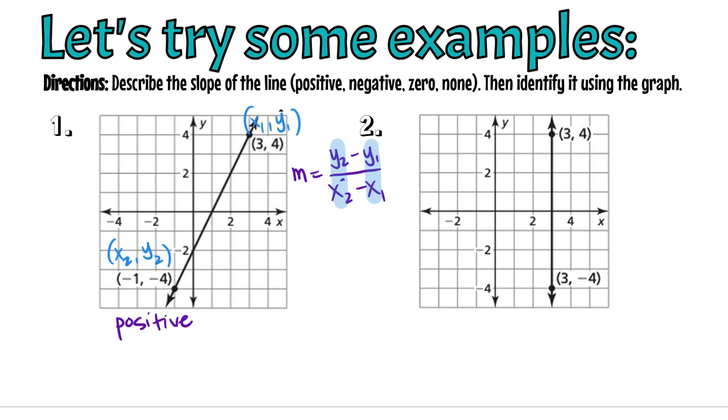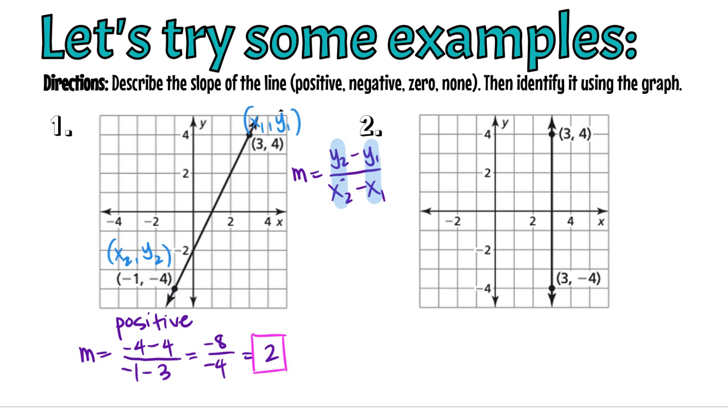So to calculate the slope here then, we have m equals y2, which is negative 4, minus y1, which is 4, over x2, which is negative 1, minus x1, which is 3. And that's going to equal negative 8 over negative 4, which simplifies to 2. So our slope of this line is 2.